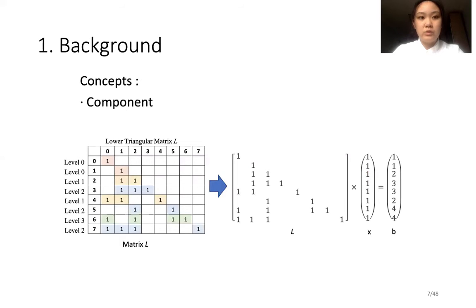Then, I will introduce the basic concepts that are essential for understanding sparse triangle solve. For the equation set Lx = B, we provide the following concepts. Component is an element in solution vector X, such as x0. Element is a non-zero element in matrix L, such as L00.